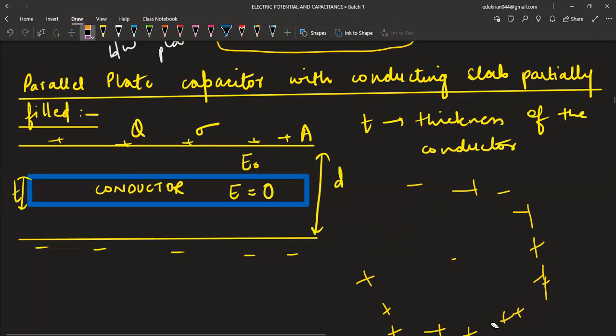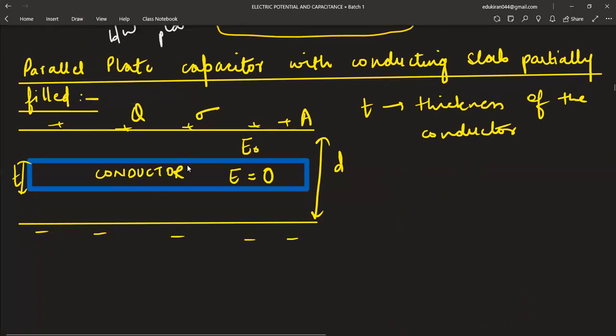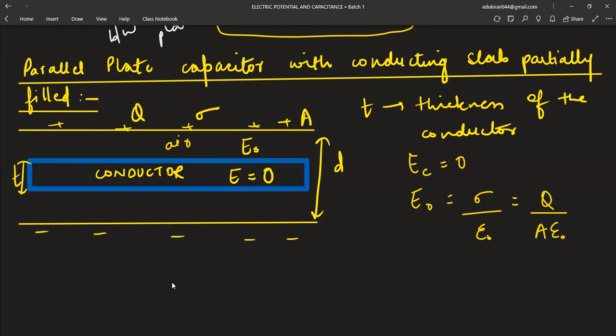That's why we will be taking directly electric field. So this is easier than the previous part. In the previous part, we had lots of questions from the slab part. Now it's simply electric field from this conductor, it is zero. Though the thickness is T, separation is D, sigma, Q, A, everything is remaining the same. This part is again air. So E naught will be the same. Sigma by epsilon naught, which is Q by A epsilon naught.